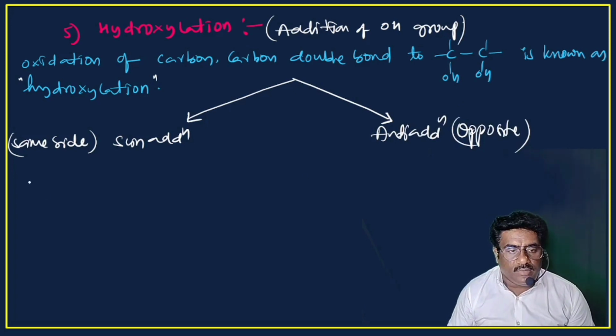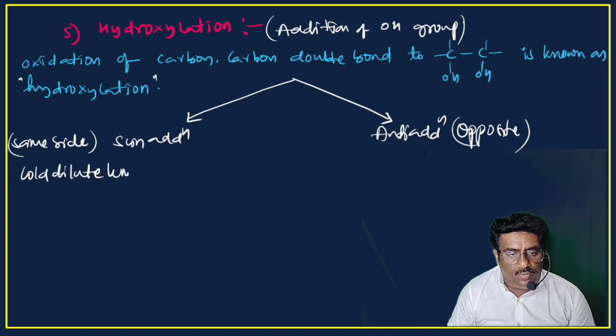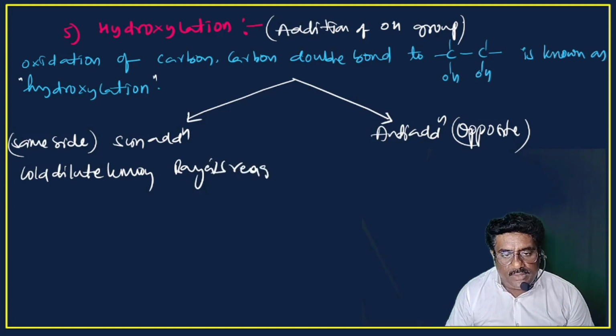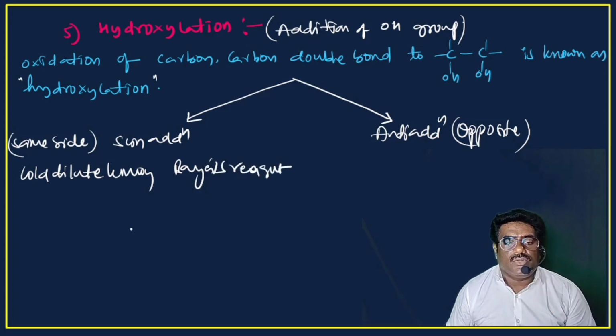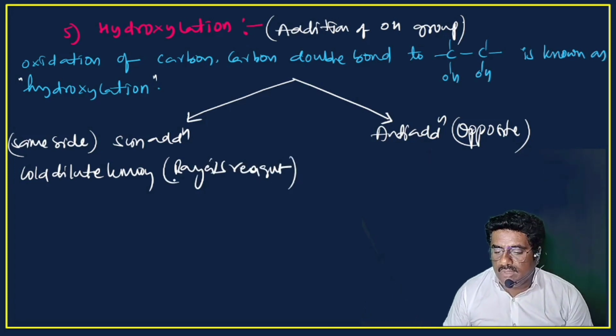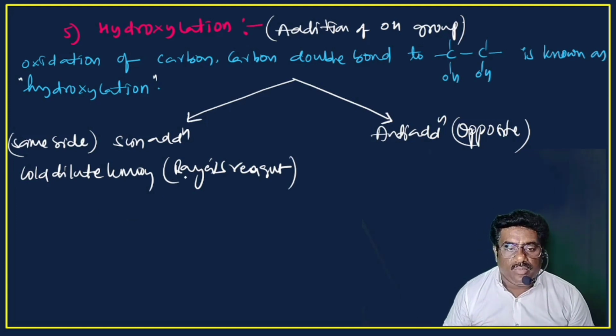Okay, so what is the reagent called? Dilute KMnO4 solution is Bayer's reagent. Bayer's reagent is used for the addition of OH groups on the same side. Bayer's reagent decolorizes the pink color of potassium permanganate to give a brown precipitate of manganese dioxide. And again, osmium tetroxide is also used for syn addition.